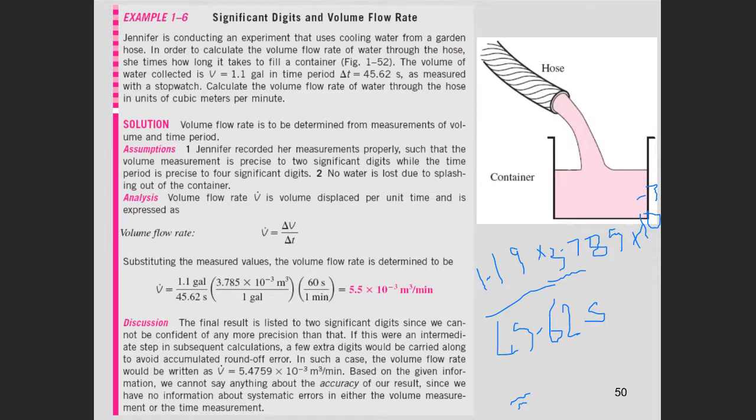How much? Someone has a calculator or his mobile near him. How much is this? So multiply 1.19 by 3.78, divide by 1,000, and divide by 45.62. How much is it? 9.8 multiplied by 10 to the power minus 5. Minus 5. 9.8.